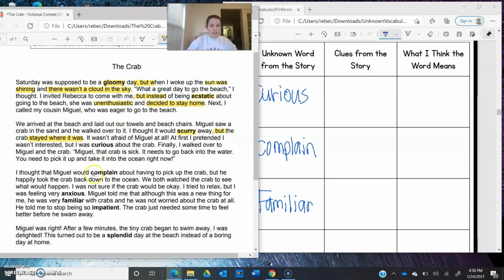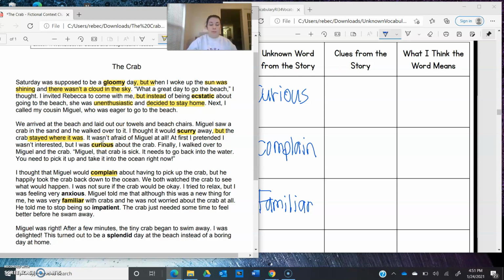All right, if you've pressed play, then you have highlighted these three words: complain, familiar, and curious. Think about the first step. If our first word is curious, what do we need to do to get clues from the story? You got it. We need to read around the text. Pause the video, read around the text, highlight your clues in your text, and then come and write them inside of this box. Press play when you've done this.